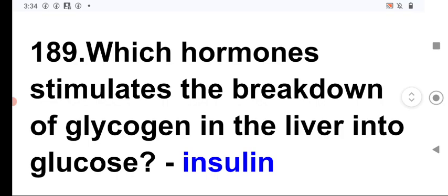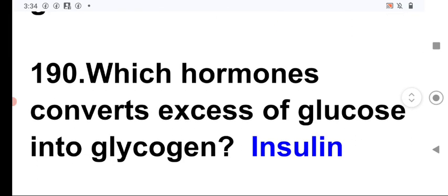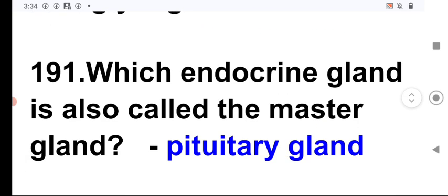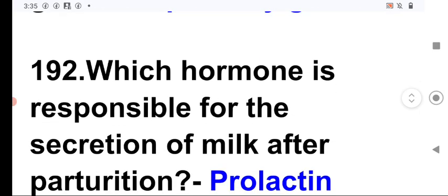Next, which hormone stimulates the breakdown of glycogen in the liver into glucose? This is the hormone secreted by the alpha cells of the pancreas. Which hormone converts excess glucose into glycogen? This is the insulin hormone secreted by beta cells of the pancreas. Similar type of questions with similar answer. Next, which endocrine gland is also called the master gland? It is the pituitary gland.